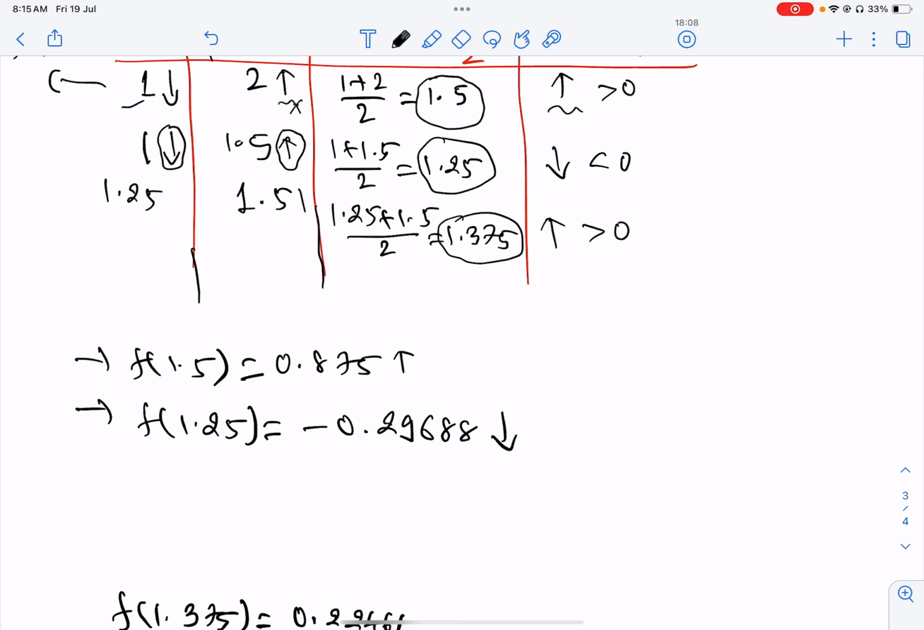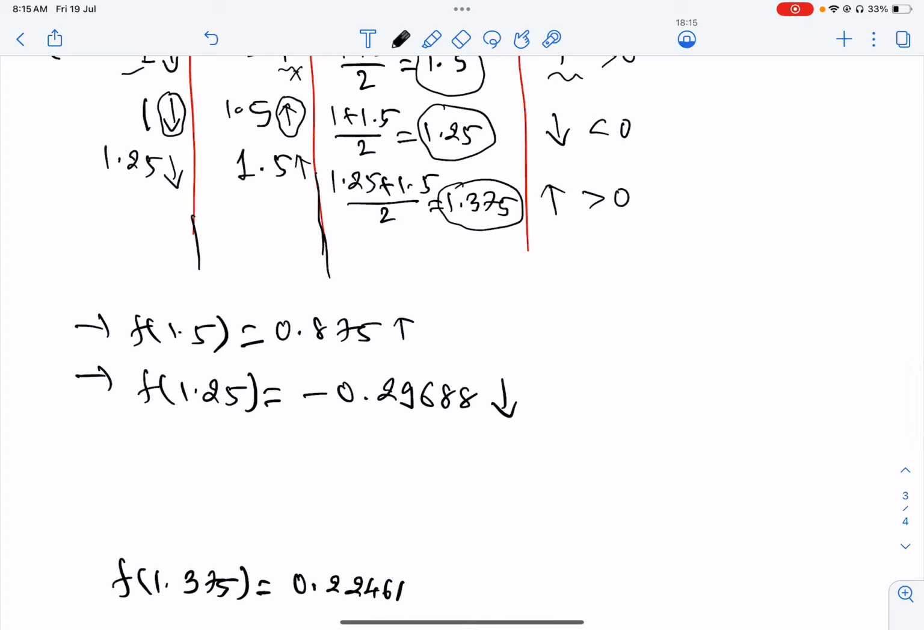Okay, this is at 1.5 positive, at 1.25 negative. Now 1.375 definitely will be there. So we need to select either 1.25 or 1.5. So this one is positive, 1.25 is negative. So now the root lies between 1.25 and 1.375. Okay, and now find the midpoint of 1.25, 1.375.